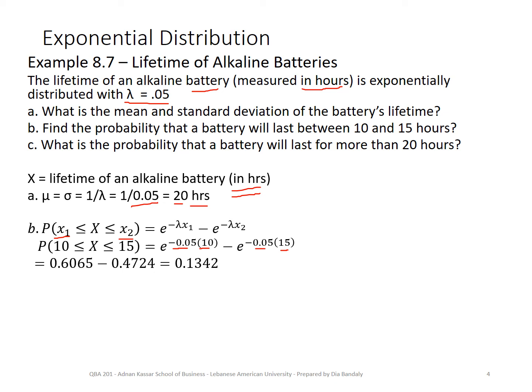That the battery will last between 10 and 15 hours. Now, part C: what is the probability that a battery will last for more than 20 hours? More than 20 hours means X is greater than a certain x, where x is 20. So I'm simply going to apply the equation that was given to us, e to the power minus lambda x, where x is 20, right? So the probability is 36.79%. I hope that was easy. In fact, the problems related to the exponential distribution are very straightforward.